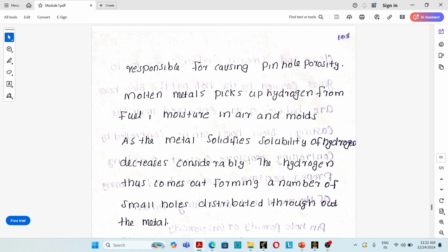The main reason for porosity defects is gases absorbed by the molten material, and the reason for pinhole porosity is hydrogen. The molten material absorbs hydrogen from the surrounding atmosphere, mold, etc. During solidification, the solubility of hydrogen decreases, and the hydrogen coming out of the casting forms a number of small holes distributed throughout the surface, which is known as pinhole porosity.